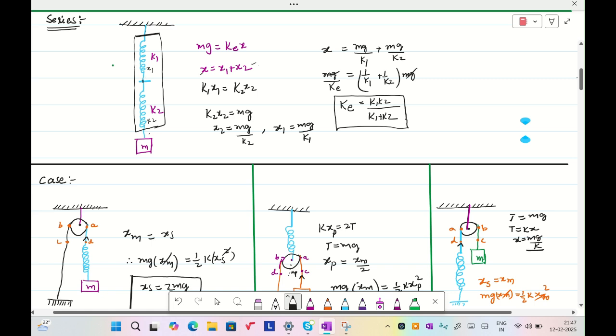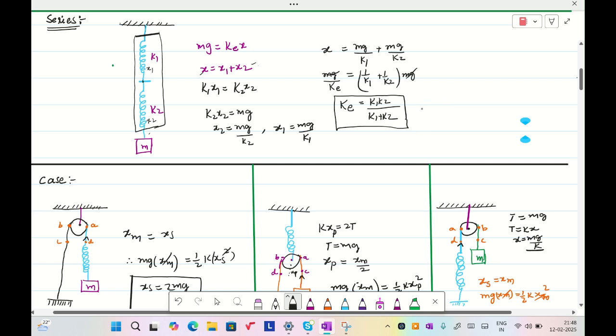If they are not equal, then there is a chance to break. So the force acting on spring 1 by spring 2, and on spring 2 by spring 1, is equal. K1 x1 equal to K2 x2. I will explain one model like this afterwards. This will be very important. And K2 x2 is equal to mg, similarly K1 x1 is also mg. So when you substitute x1 and x2, you will get K effective is equal to K1 K2 by K1 plus K2.